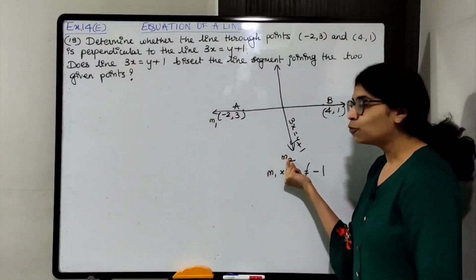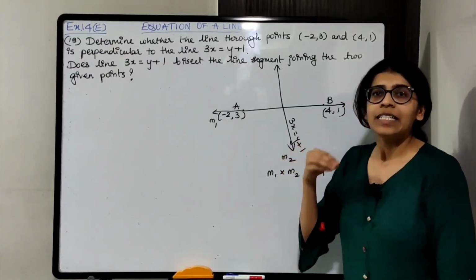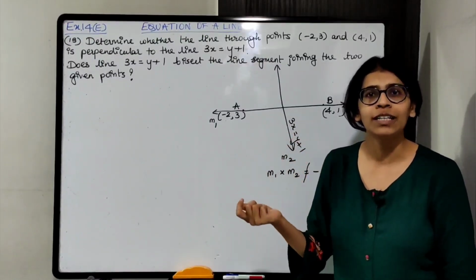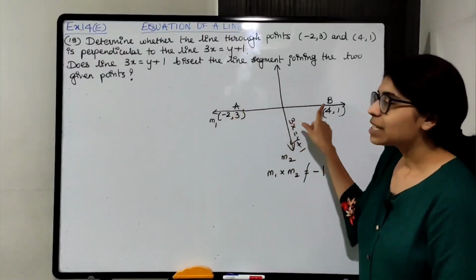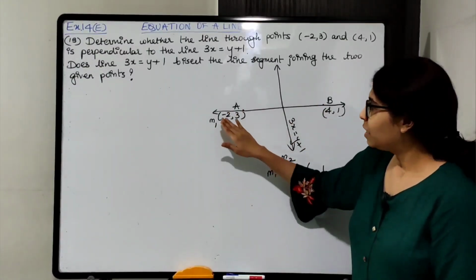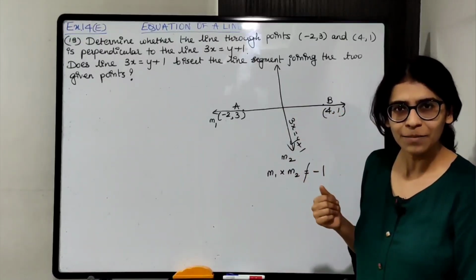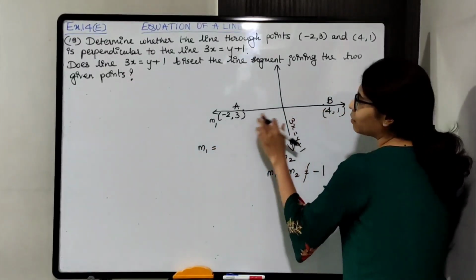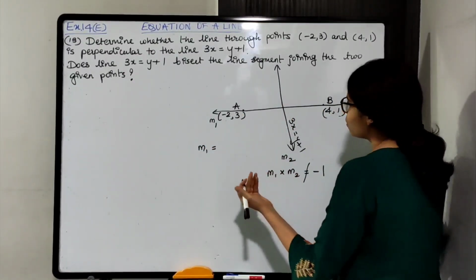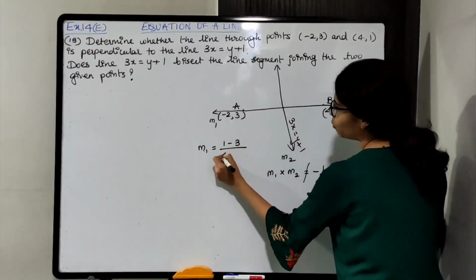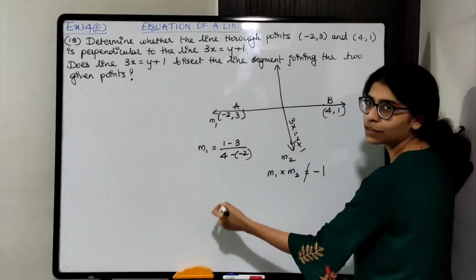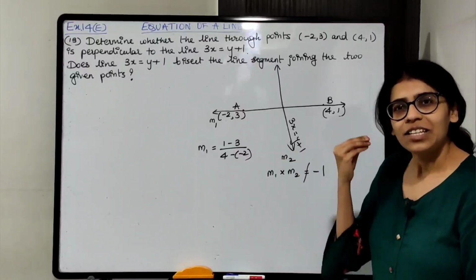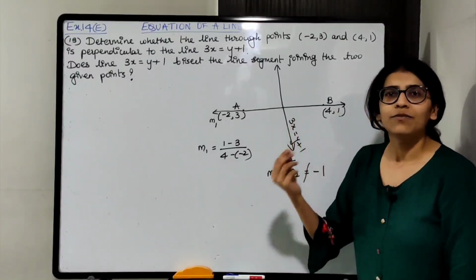Okay, so we need to find the product. m1 find out karo, m2 find out karo, and then we'll multiply and see if we are getting it equal to minus 1 or not. If it is equal to minus 1, they are perpendicular. If not, then they are not perpendicular. m1 kaise find out karenge? Slope of AB. We have 2 points ka coordinates, hai na, so we can easily find out the slope. We'll subtract y coordinates first and then x coordinates. So 1 minus 3 upon 4 minus minus 2. Solve karo, you will get m1 ka value. Okay. For m2 equation diya hai, even easier. Equation ko standard form mein lekar aana hai.